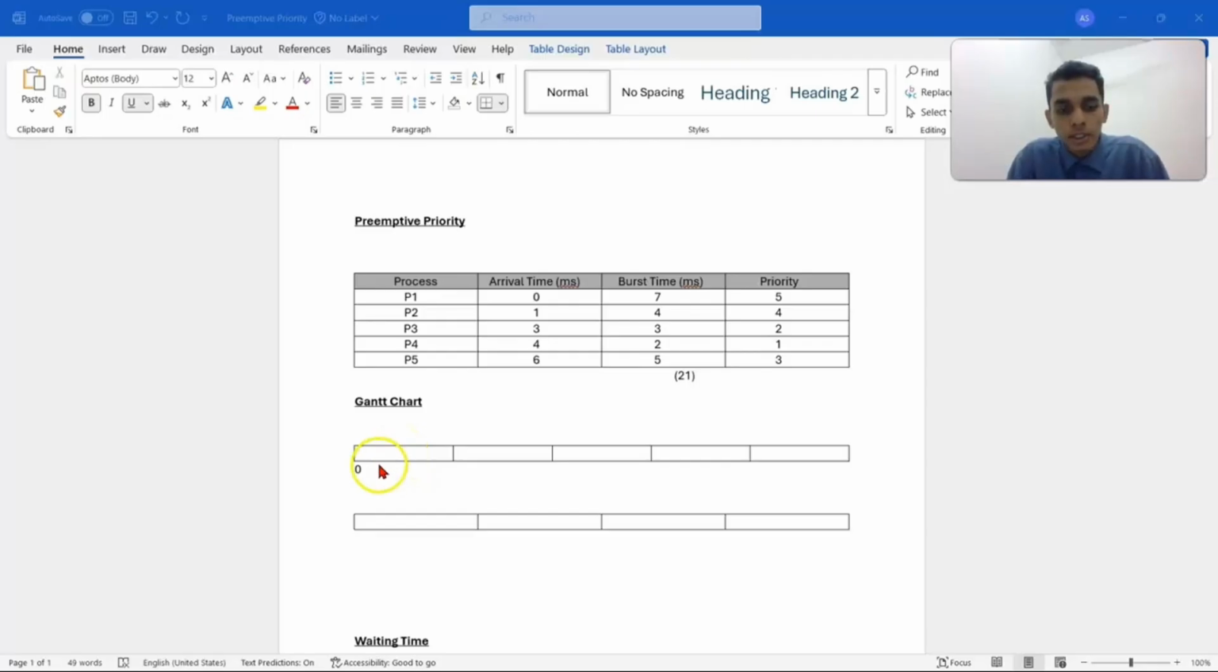To construct the Gantt chart, we must first find which process arrives first, because the Gantt chart always starts at 0 milliseconds. And if we check here, process 1 arrives first at 0 milliseconds, so process 1 will be executed first.